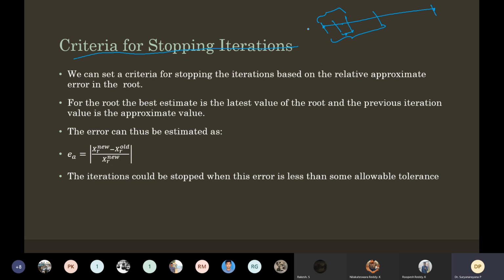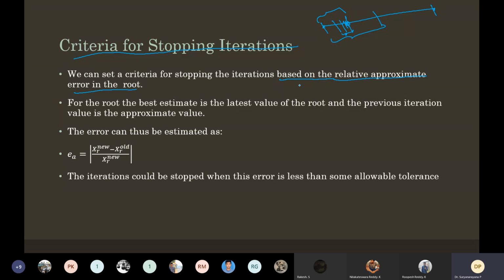Well, it's up to you. Eventually the width becomes very small, right? If you cut half, cut half, cut half, usually the width becomes very small. So when the error is small enough for you to stop the iteration, it's entirely up to you. But generally what we do is we set the criteria for stopping the iterations based on the relative approximate error in the root.